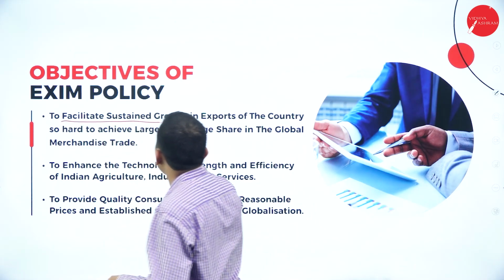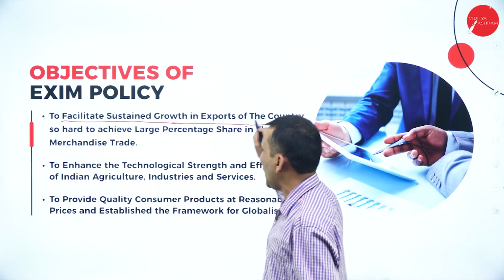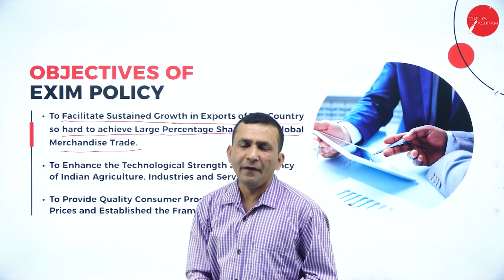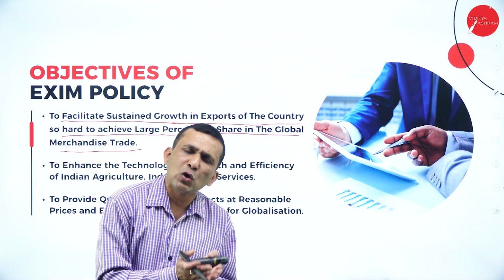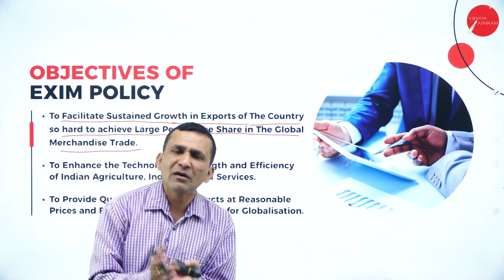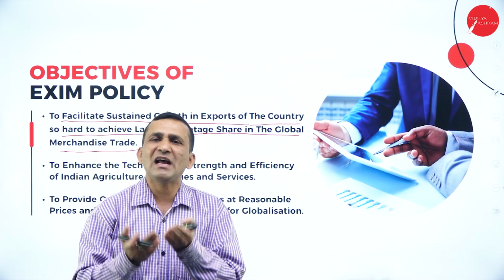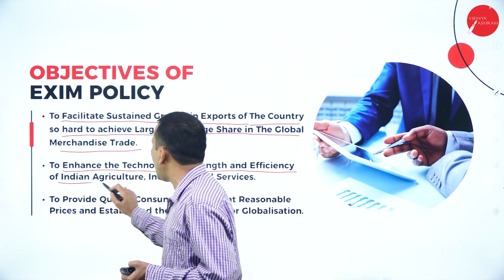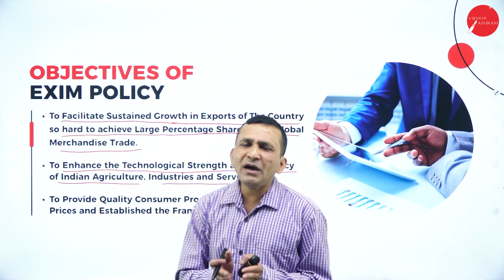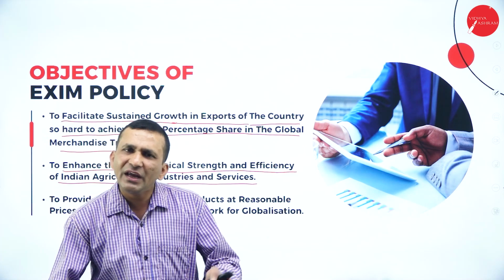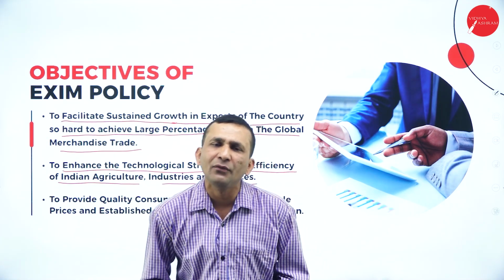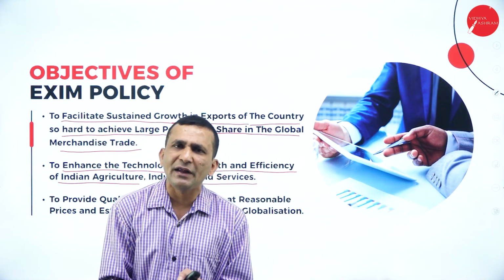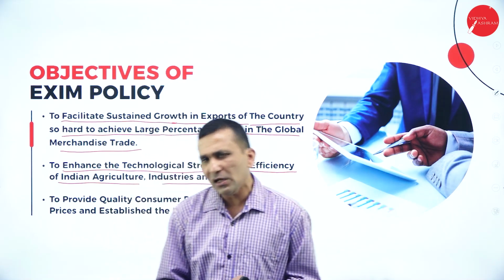To facilitate sustained growth in the export of the country, with the aim of achieving a larger percentage share in global merchandise trade, because whenever we have an abundant source, we compete in the global market and our product goes to other countries. So of course we are leading in the global market. To enhance the technological strength and efficiency of Indian agriculture and industry, whenever we do trading with other countries, we update our technology with whatever is available throughout the world. And even Indian agricultural products, when we have an abundant source, we can export to other countries.